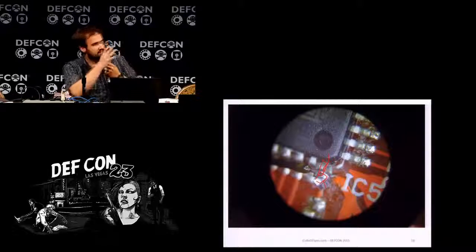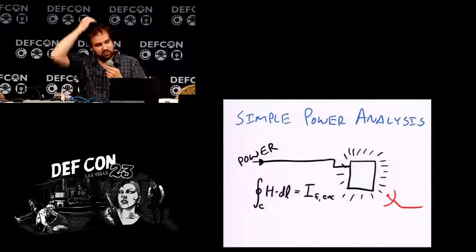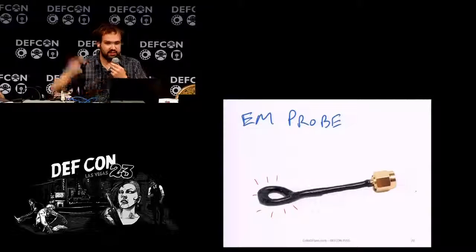This is a surface mount resistor, so it might look a little weird, but it's not terribly difficult with a microscope and a sharp soldering iron. You can also do stuff like use magnetic field probes. The changing current will generate a changing magnetic field, so you just have a device like this and you physically put it on top of the chip. You don't need to solder anything to it.